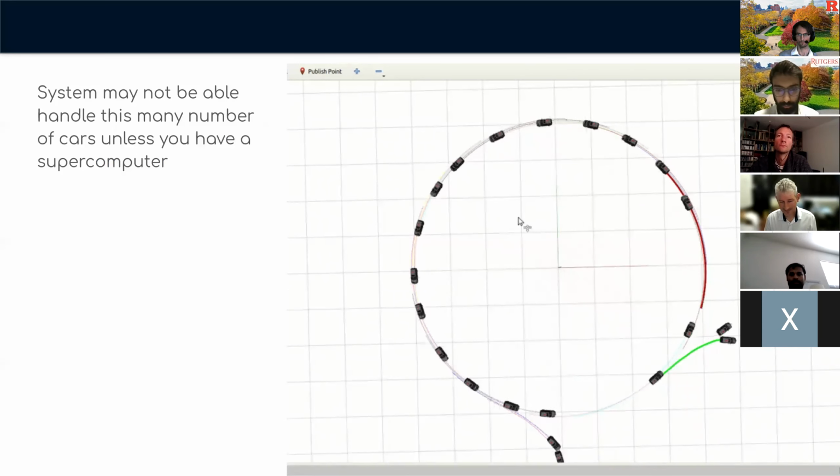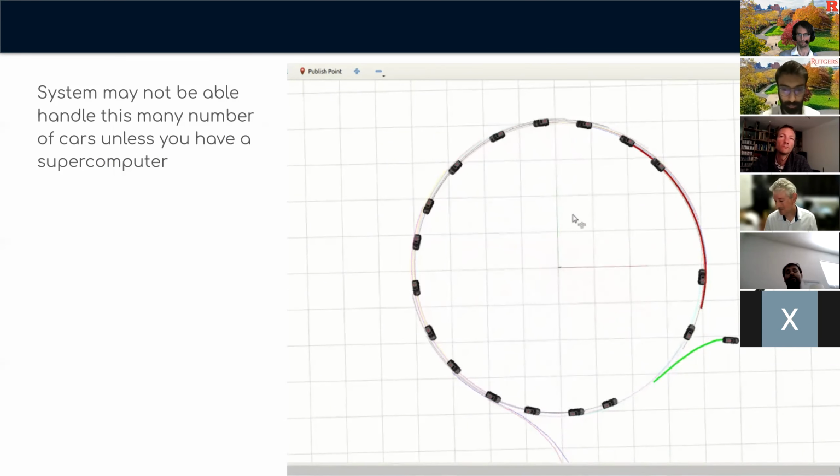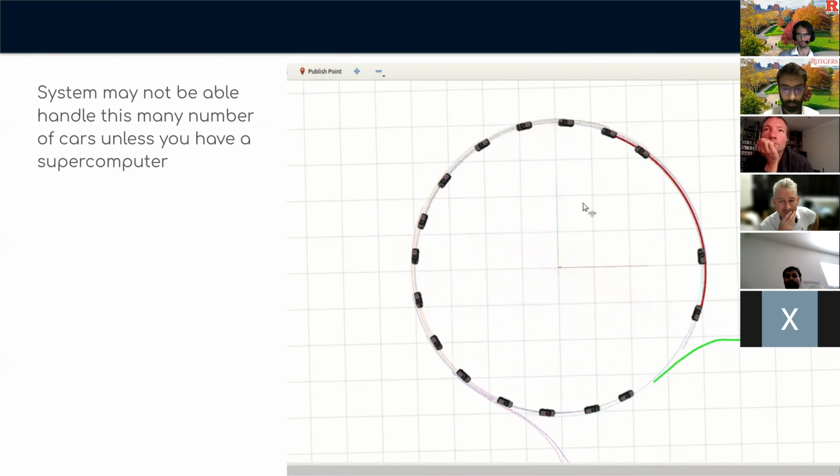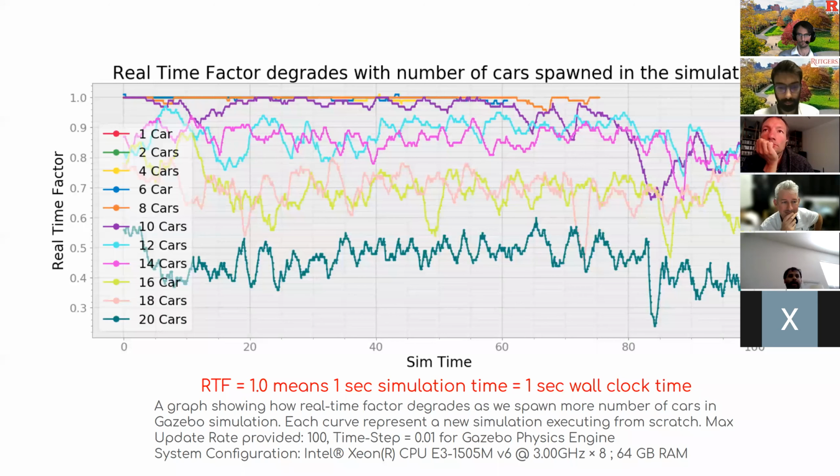And this is not because the controller is bad, but because the simulation is not behaving well when we have this many cars. And so this is a real-time factor I plotted over time for different numbers of cars on the Gazebo simulator. For one car, the real-time factor was 1. It ran for a couple of seconds, maybe 40 to 60 seconds. Then 4 cars, and they are overlapping each other, so you cannot basically distinguish them.